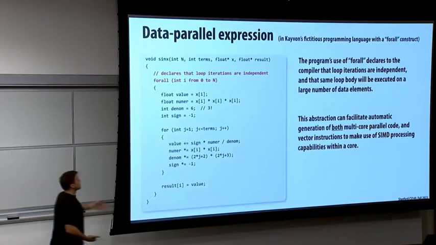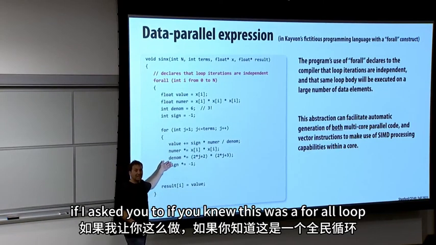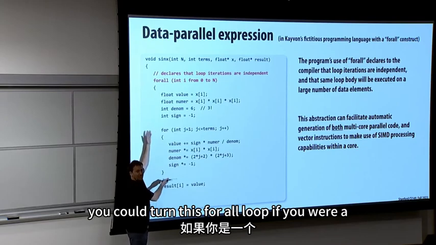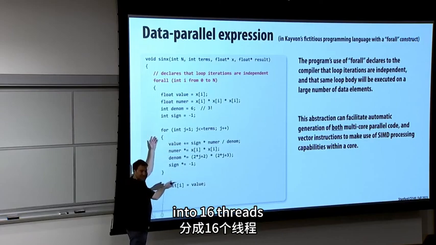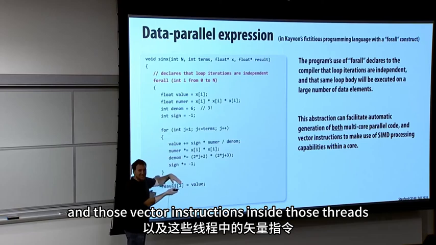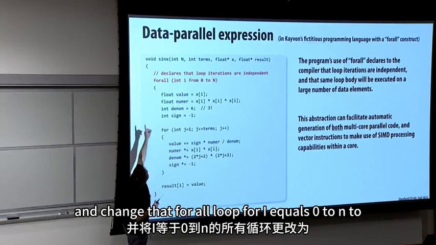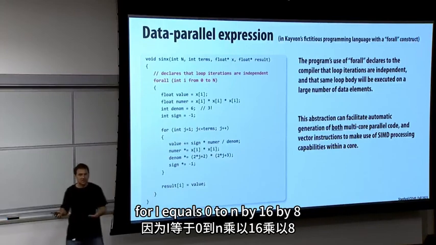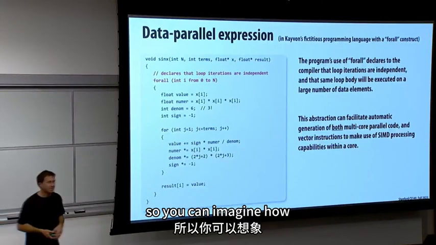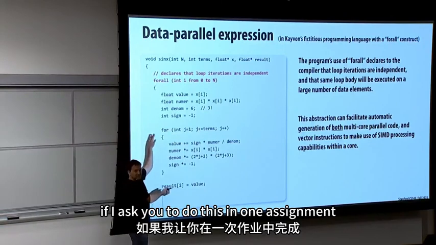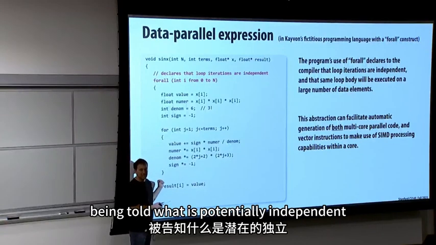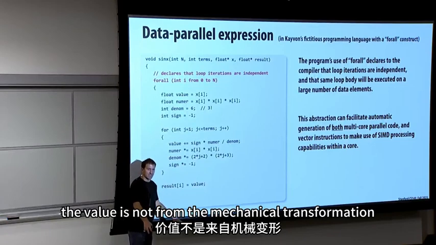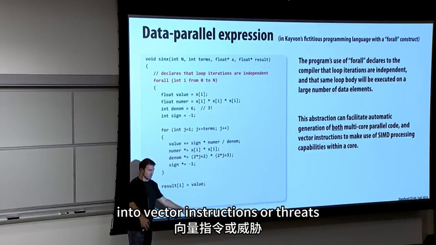Notice that if I asked you, if you knew this was a forall loop, you could turn this forall loop, if you were a little compiler, and in fact in assignment 1 you will do this, into 16 threads with those vector instructions inside those threads, and change that forall loop for i equals 0 to n to for i equals 0 to n by 8. So you can imagine how, if I asked you to do this in one assignment, the value comes from you being told what is potentially independent. The value is not from the mechanical transformation into vector instructions or threads.